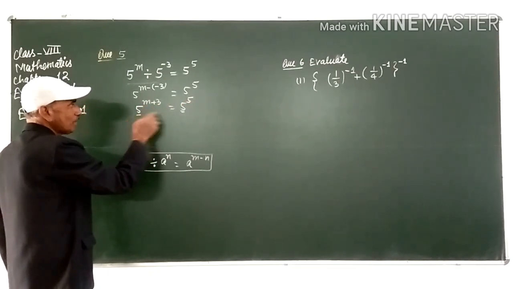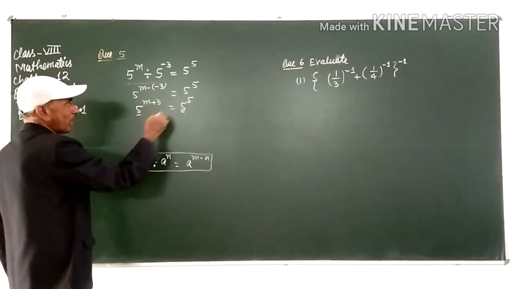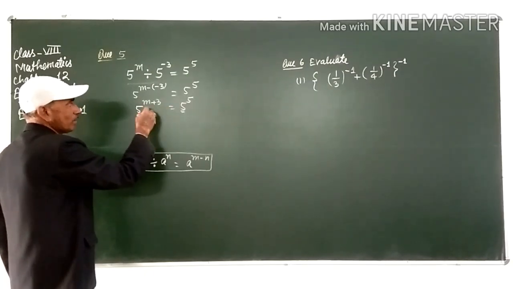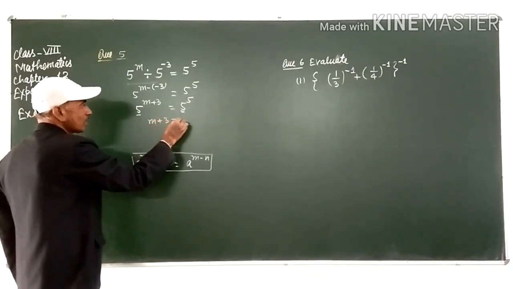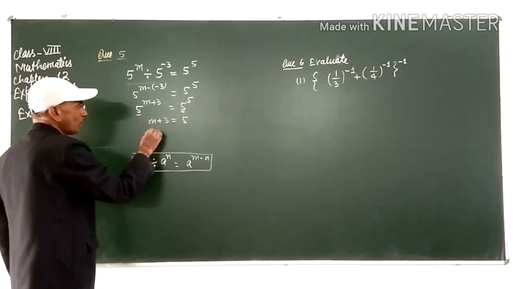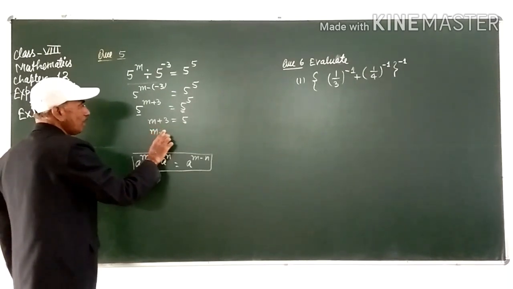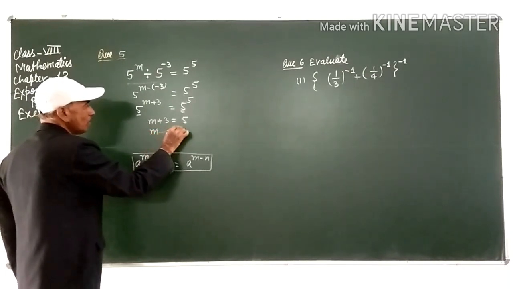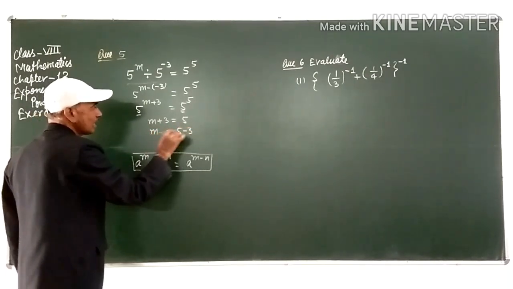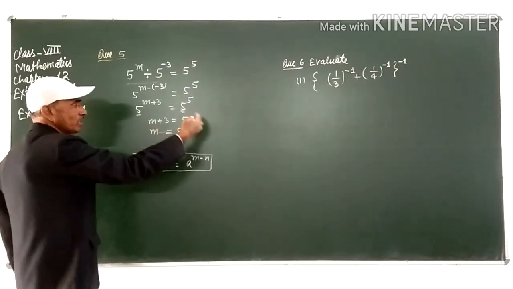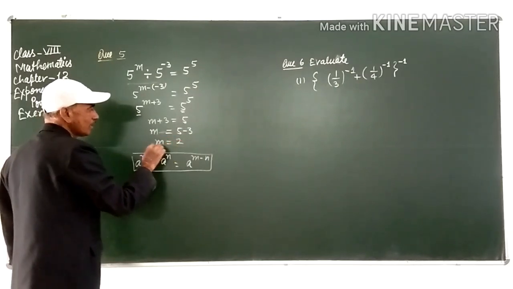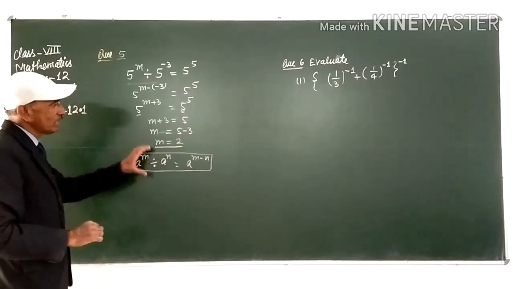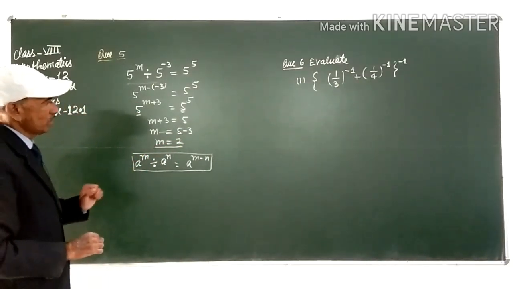So we have to leave these bases and write the exponents only, because they will be equal. m plus 3 is equal to 5. Therefore m is equal to 5 minus 3, after transposing this 3 to the right side. So m is equal to 5 minus 3, that is 2. This one is the answer of this question.